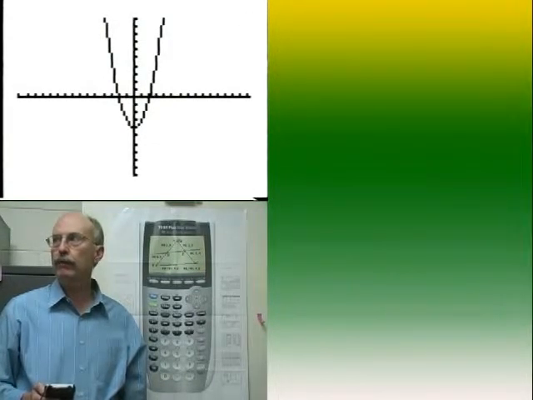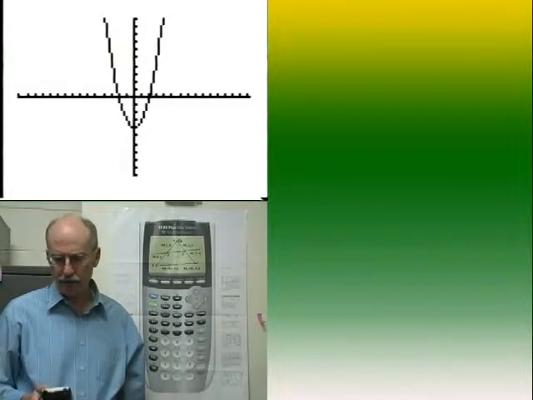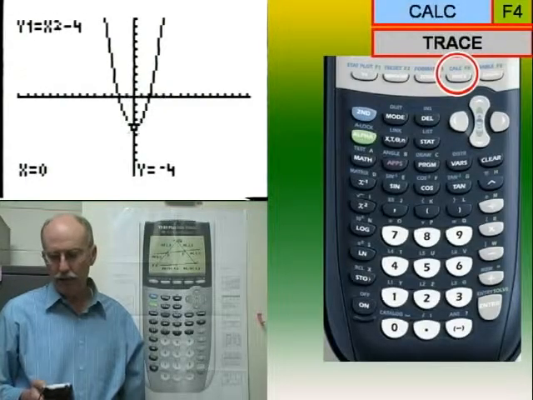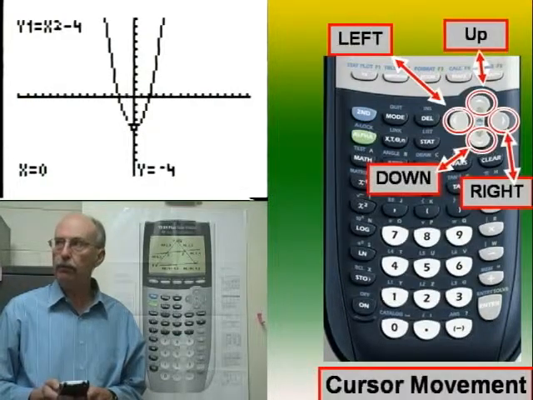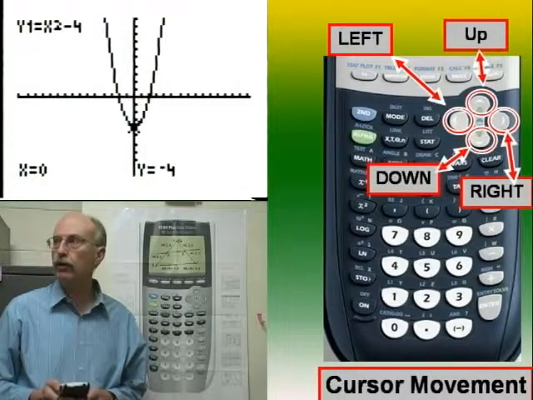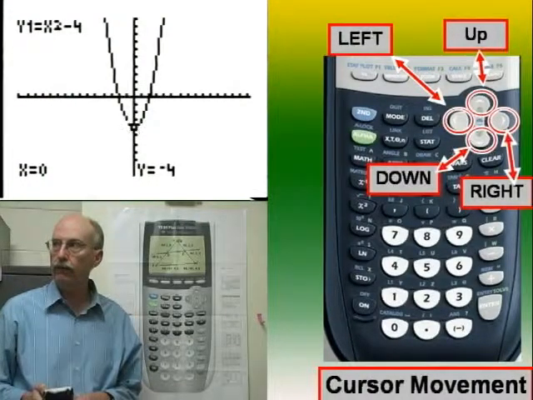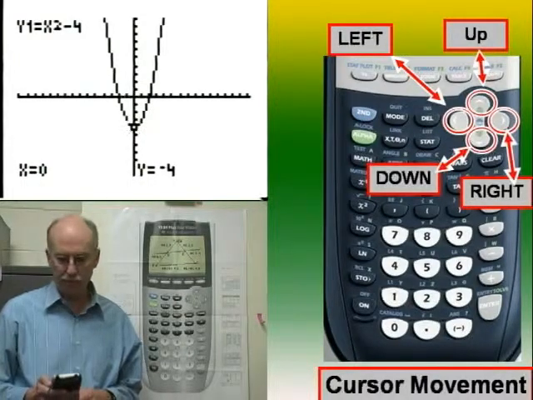Now suppose we wanted to find out what those intercepts were. One of the ways we can do that is by tracing the function. Let's press the trace key up next to the graph key. And you can see there's a little cursor there, and that cursor we can move left and right and it will trace along the function. We can see at the top that the function is identified. It's y equals x squared minus 4, and that current point is x equals 0, y equals minus 4.